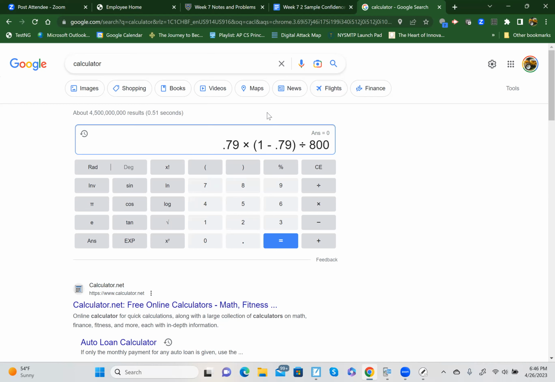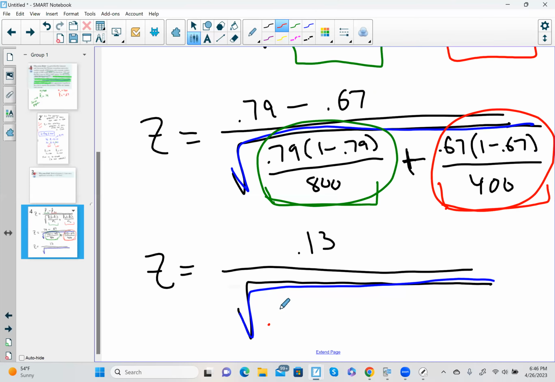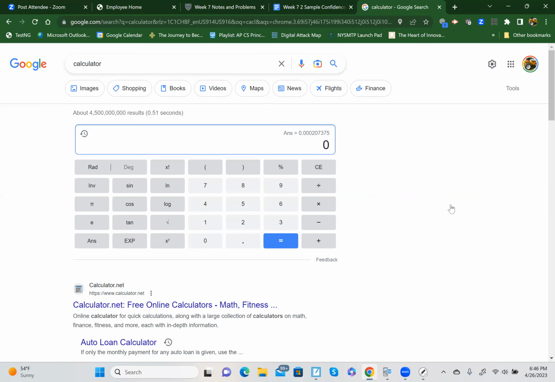That might help. So 0.79 times 1 minus 0.79 over 800. I'm going to hit enter on that, and I'm getting this number here, 0.000207. I'm going to type that in down here, 0.000207. I should have done that in green to match what I had above. Then I'm going to have plus, and now I'm going to do this red term next. So clear. I have 0.67 times open 1 minus 0.67 closed divided by 400.